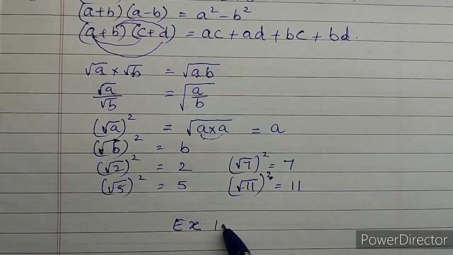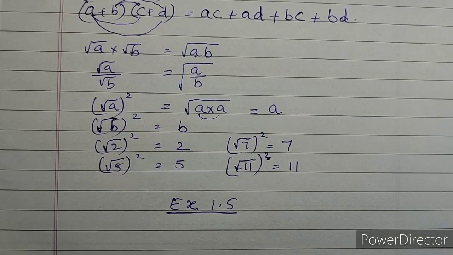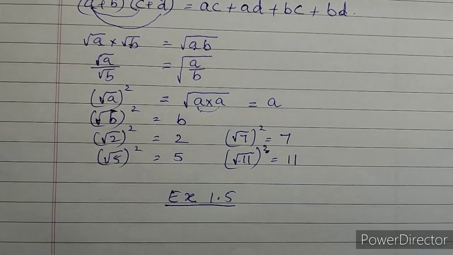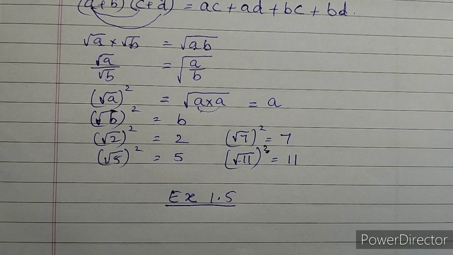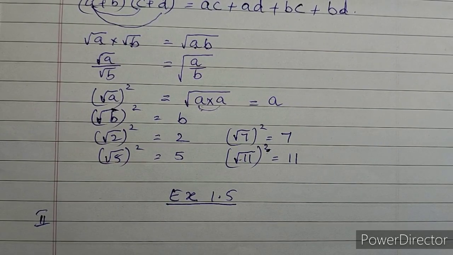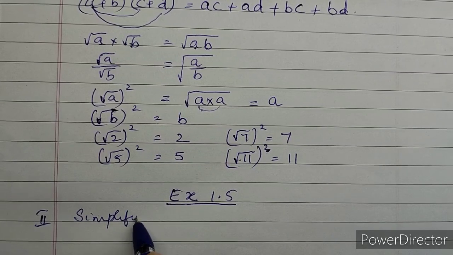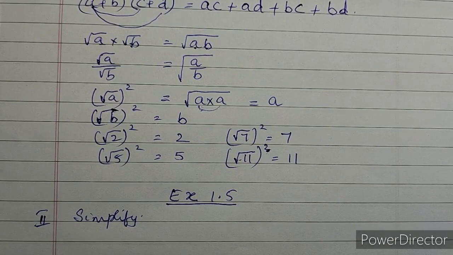Exercise 1.5. First main is classification, that I will give as homework. I have already taught you how to write the rational and irrational numbers. Second main now, simplify.